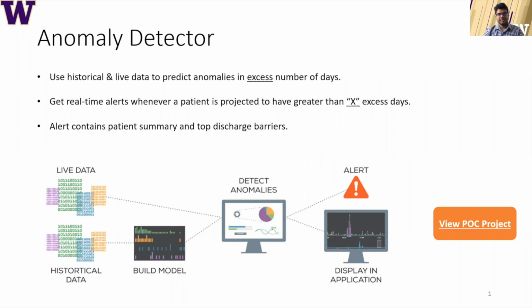Now, once the system detects a scenario like that, it would provide some alert along with the patient summary and the details of the top discharge barriers that are responsible for causing that. We can then maybe take some action to mitigate or curtail the actual length of stay of patients. Here is an example of the application that is created using Python and Streamlit.